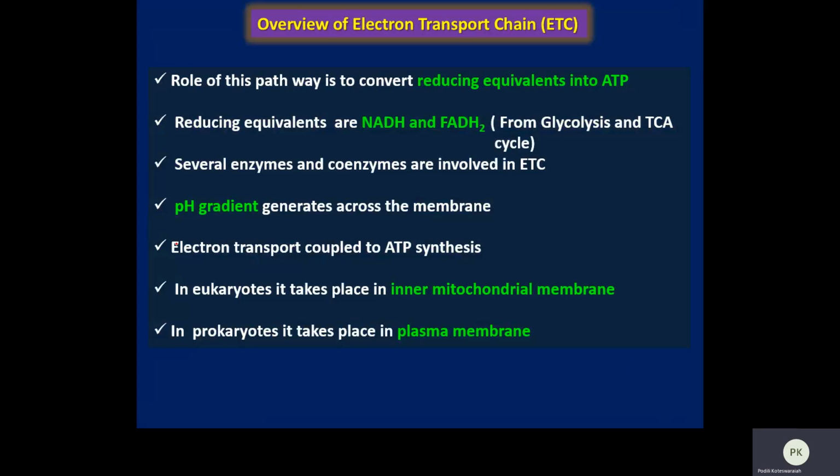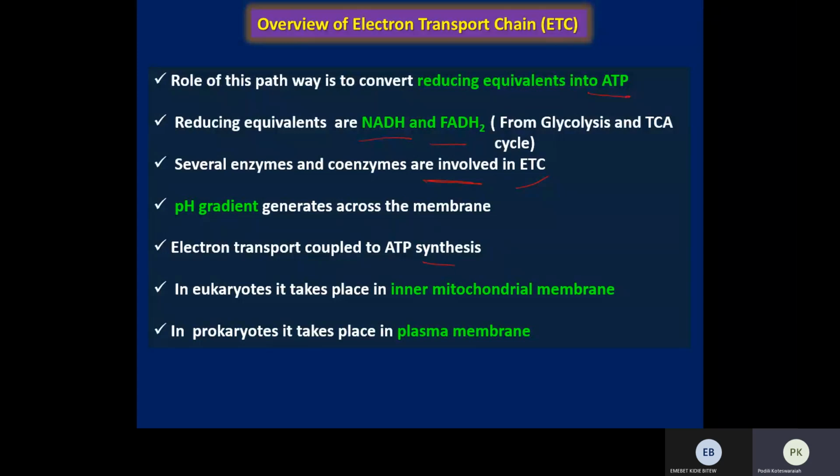As I already said, the role of the electron transport chain is only to synthesize a high energy molecule, ATP, from NADH and FADH2. These are the high energy reducing equivalents. This entire process takes place in the inner mitochondrial membrane, so many enzymes and coenzymes are involved. During the transfer of electrons from NADH and FADH2 to molecular oxygen, a pH gradient is formed, and this gradient is further utilized for the synthesis of ATP.